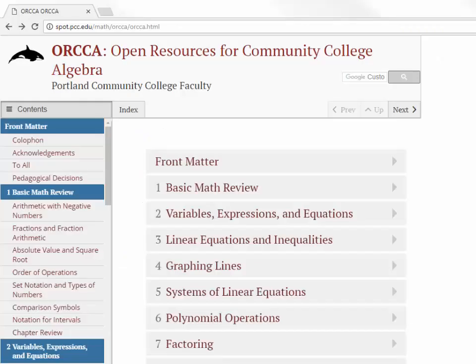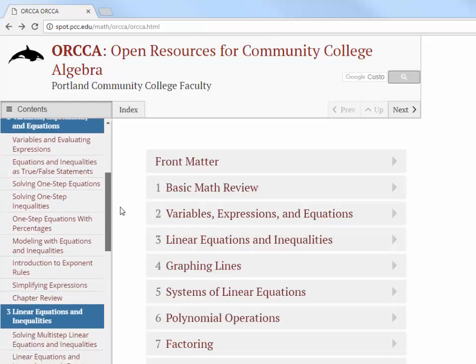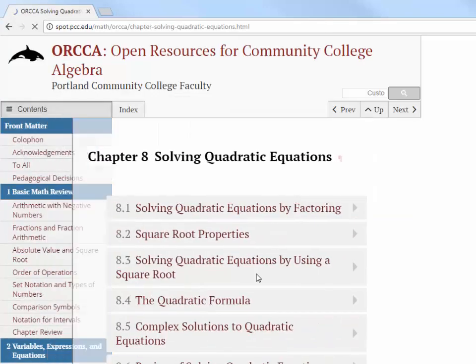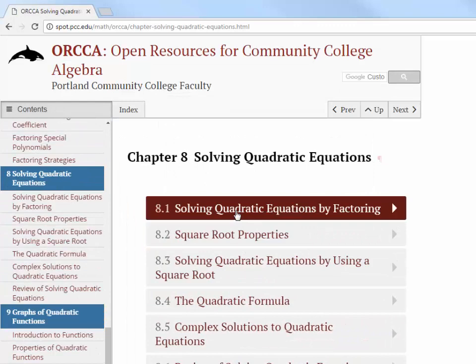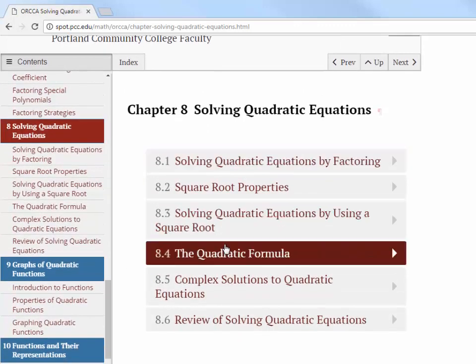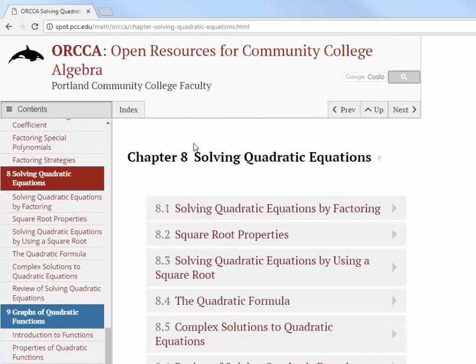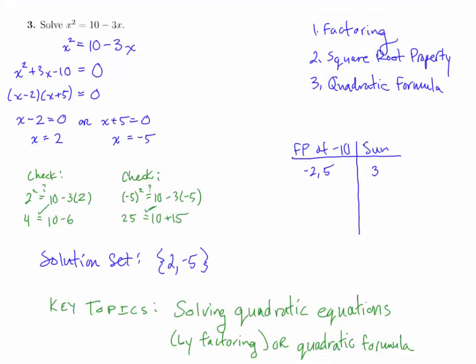Coming to the ORCCA text, which can be found at spot.pcc.edu/math/ORCCA/ORCCA.html. Looking at this textbook, solving quadratic equations is covered in Chapter 8. And solving quadratic equations by factoring is the first section there. If you want to see the quadratic formula, that'd be in section 8.4. So let's recap those real quick. In ORCCA, we'd see chapter 8, and specifically sections 8.1 and 8.4.